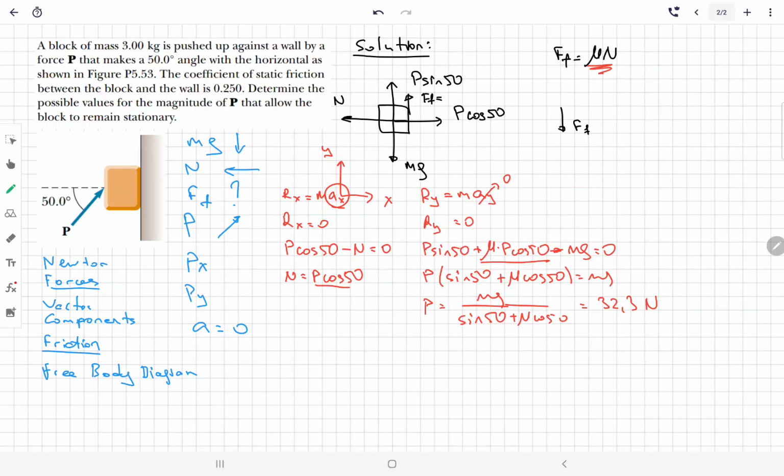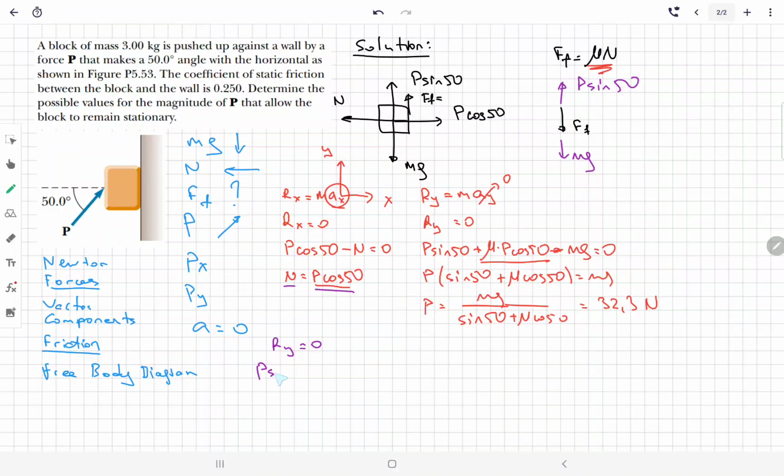Now let's come to the second case, when friction force is downward. In this case there is no change in vertical direction. Again, reaction force will be the same, p times cosine 50. The only difference will be in the second equation. Upward we have p sine 50, downward we have mg. So resultant force in vertical direction equals 0.